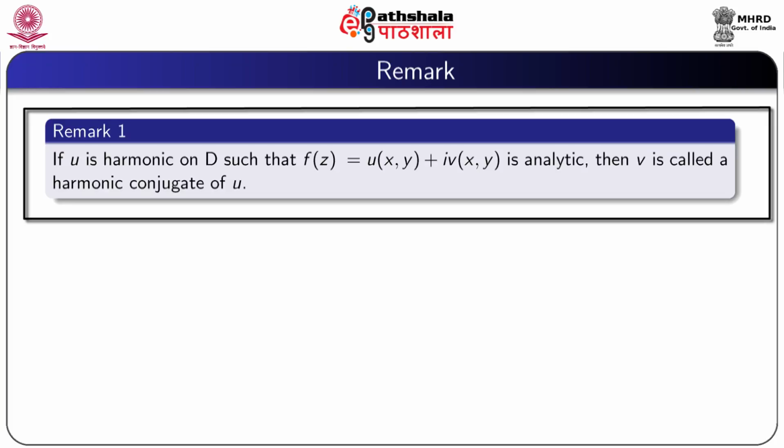Now we give a remark. If u is harmonic on D such that f(z) = u(x,y) + i v(x,y) is analytic, then v is called a harmonic conjugate of u.